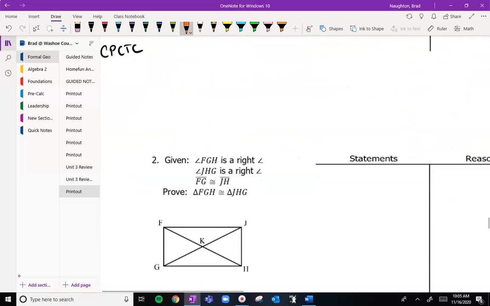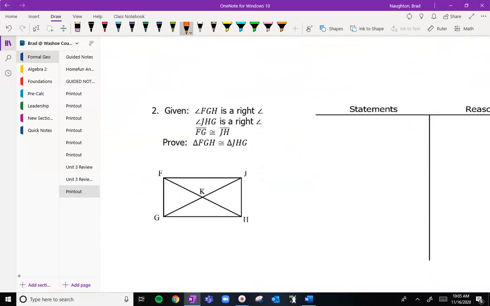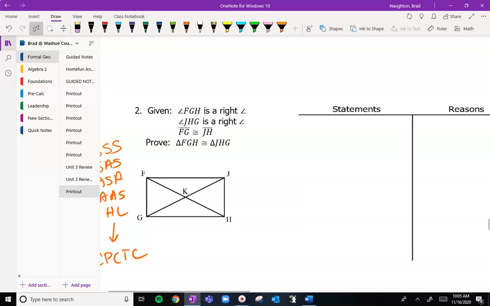All right, let's go to number two. Ooh, we have some more right angles again. So side, angle, side, HL gives me CPCTC. All righty, so let's write down our given. It says angle FGH is a right angle, and that's given.